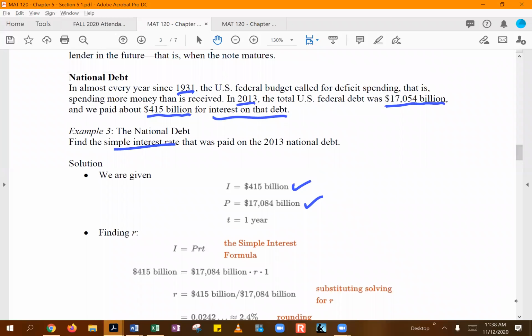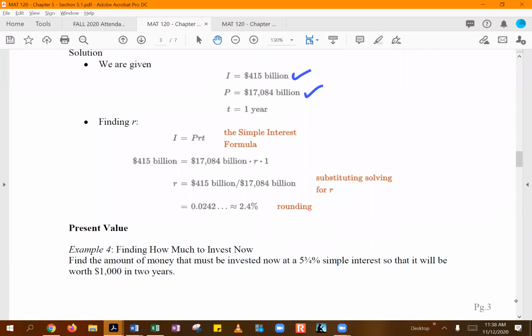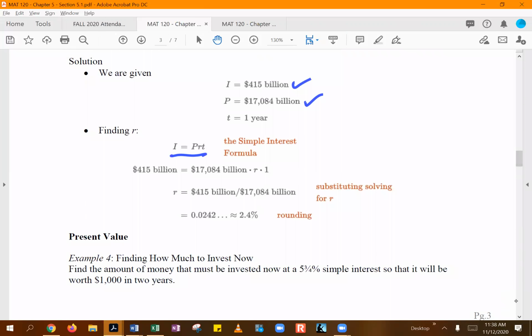Oh, do I have a typo in there? I've got 54 here, but looks like it should have been 84. So yeah, looks like I did have a typo in there. And they're just talking for one given year. So you can see how we're using the interest formula, but working backwards.